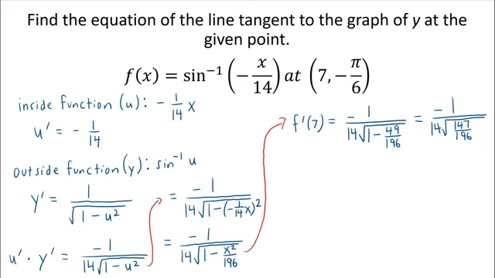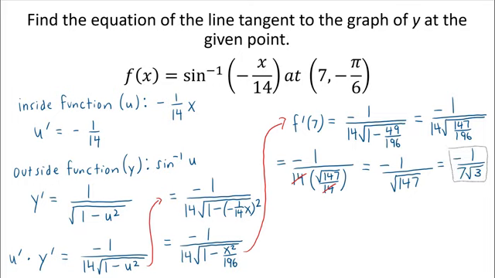Now let's simplify this square root of 147 over 196. We know that 196 is a perfect square in the denominator, and the square root of 196 is 14. And now the 14s will divide out. That gives us negative 1 over the square root of 147. But we can simplify the square root of 147 into 7 times the square root of 3. So the slope of our tangent line when x equals 7 is negative 1 over 7 times the square root of 3.